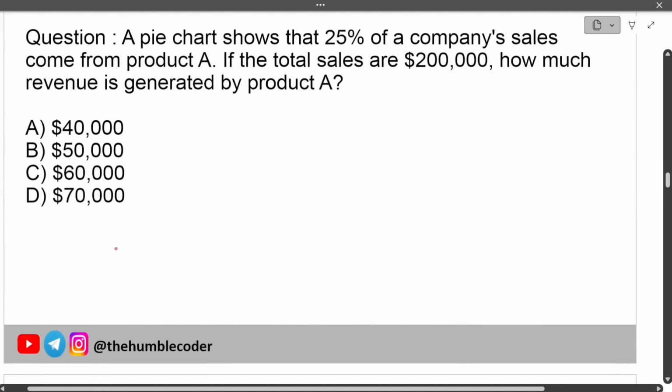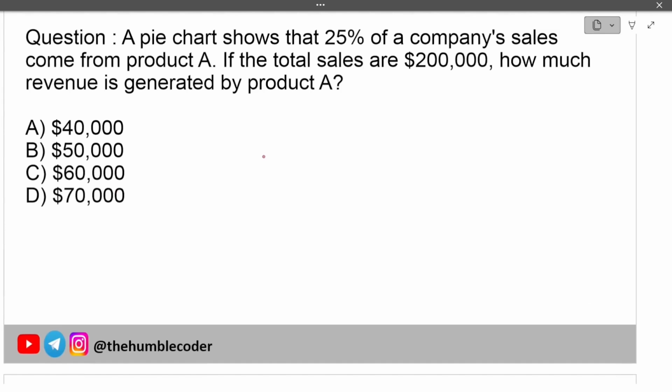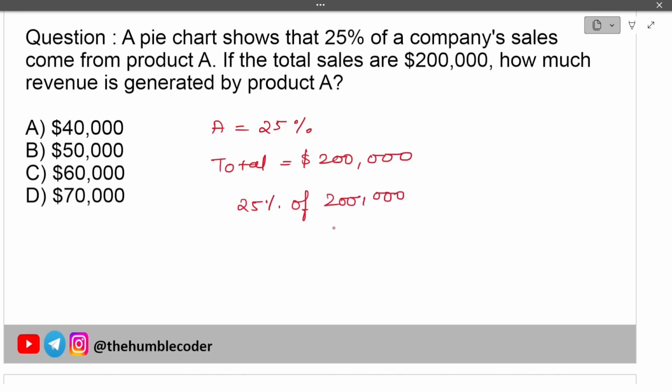Okay, a pie chart shows that 25% of the company sales come from product A. If the total sales are $200,000, how much revenue is generated by product A? So we know that product A has how much revenue? 25%, and total sales is what? $200,000, right? So 25% of $200,000 will be our answer, because we are asked the revenue generated by product A in dollars, or the actual revenue generated by product A, right?